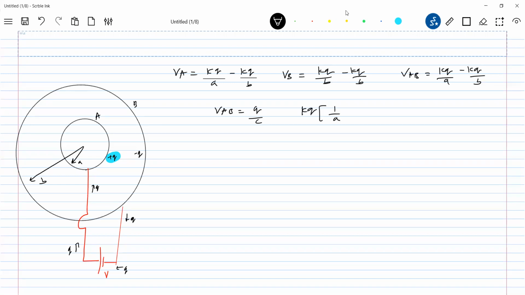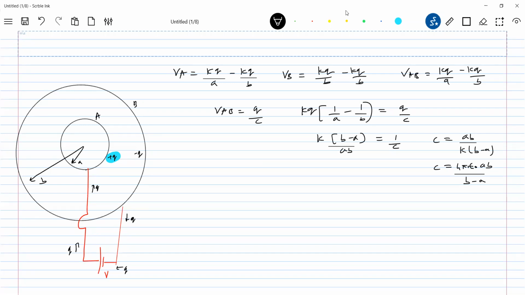KQ times (1 by A minus 1 by B). This should be equal to Q by C. Solving this, I'm just making you recollect. So what will the capacitance be? C equals 4 pi epsilon naught AB by B minus A.